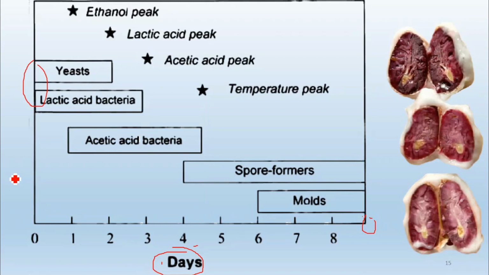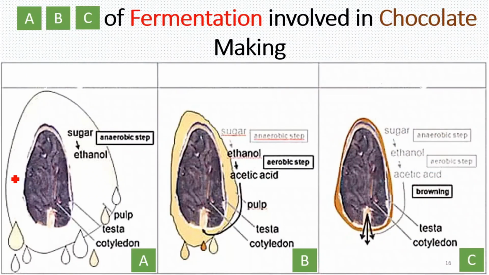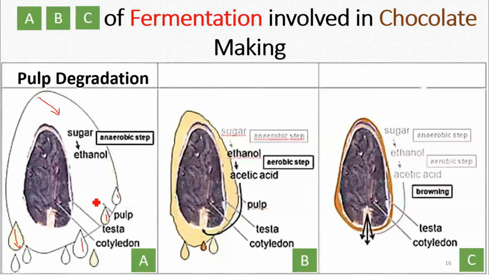All about this graph. Quickly, now we can talk about the ABC of fermentation, the three steps A, B, and C. So at first you can see this is the same bean with white pulp, and this white pulp would be degraded first. How? Yeast will start an anaerobic step. It will convert sugar to ethanol, and by doing so, you can see that in the form of droplets, this pulp is degrading. This is actually called sweating, like the way we sweat in warm temperature. These things are called sweatings. The pulp will be degraded due to the yeast and the conversion of sugar to ethanol.